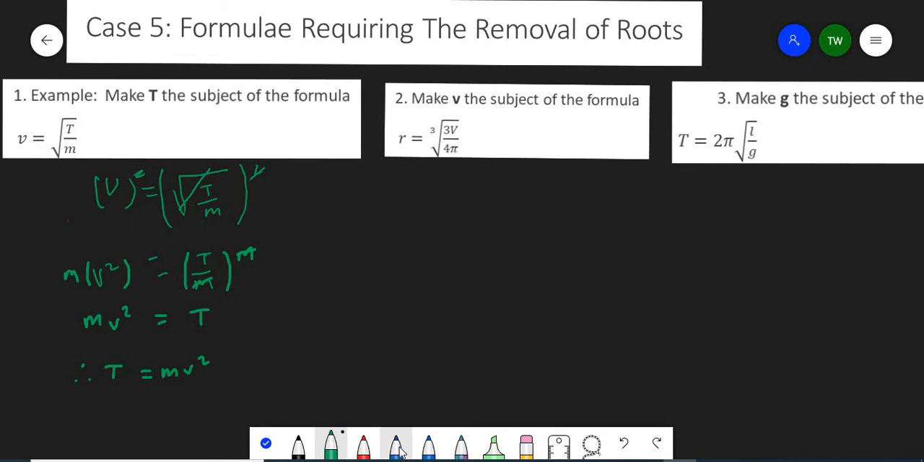Now let's look at the second one. Here it says make v the subject of the formula. R is equal to the cube root of 3v over 4 pi. So we know we're given R, right? A formula which is R is equal to cube root of 3v all divided by 4 pi.